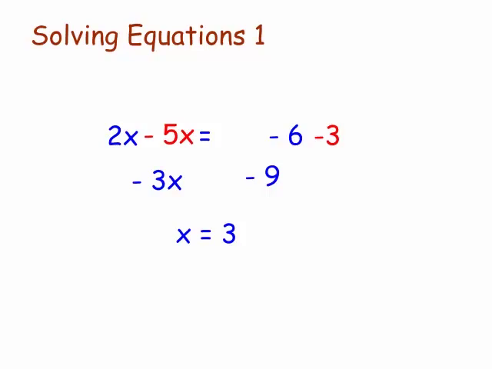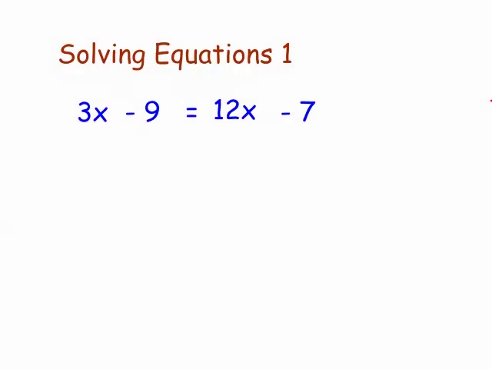We get the numbers and the variables to jump the fence from one side to the other to isolate, and we collect up like terms where possible. And then we normally would multiply or divide if there's a coefficient of the x. In this case, it's a minus 3x, so we have to divide both sides by minus 3. So minus 3x is equal to minus 9. Hopefully we can see that when I divide minus 9 by minus 3, a minus divided by a minus is a positive, and the answer is x equals 3.